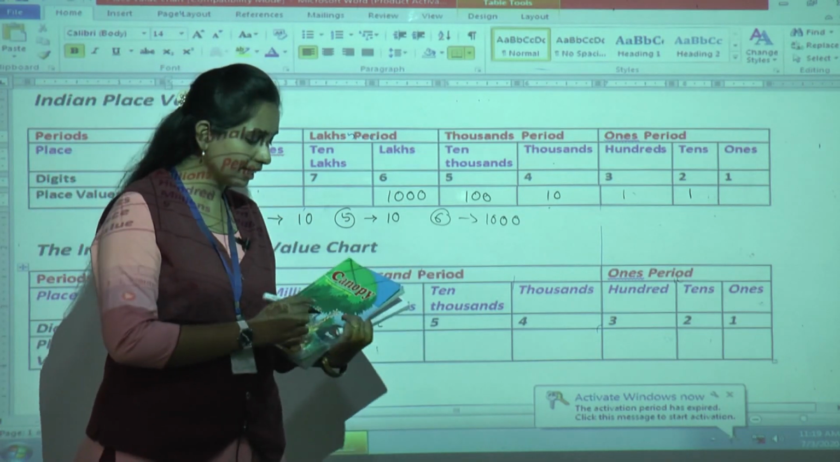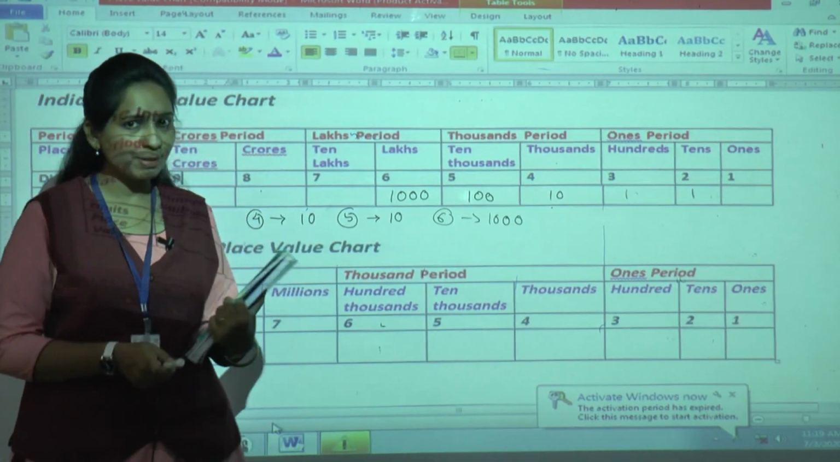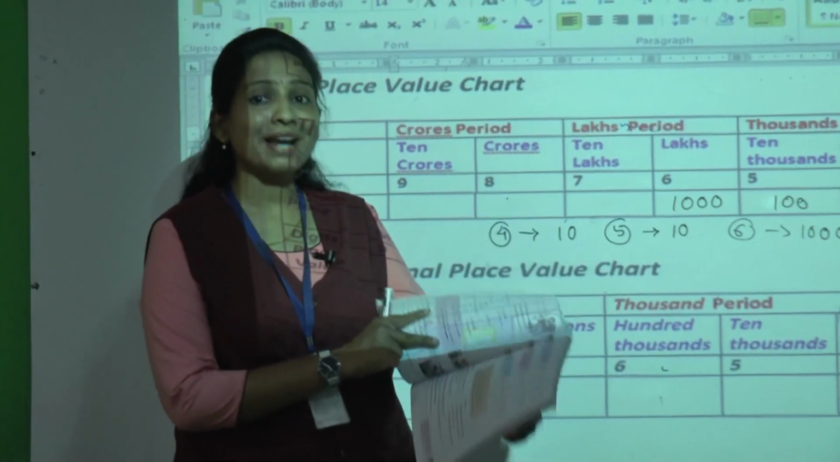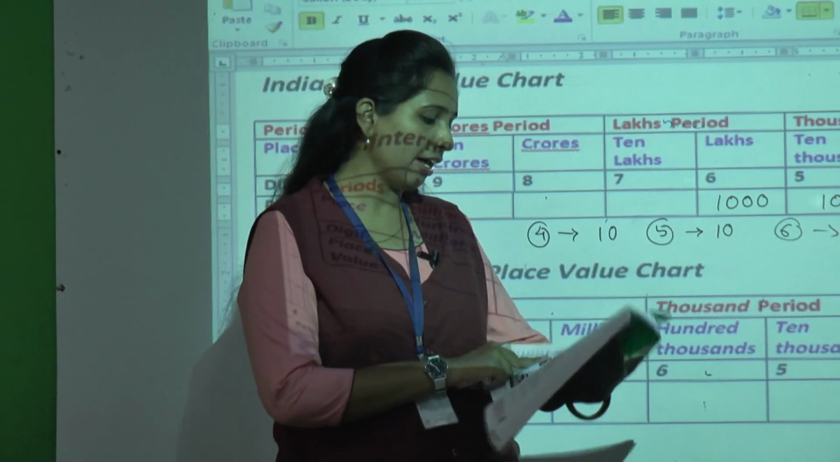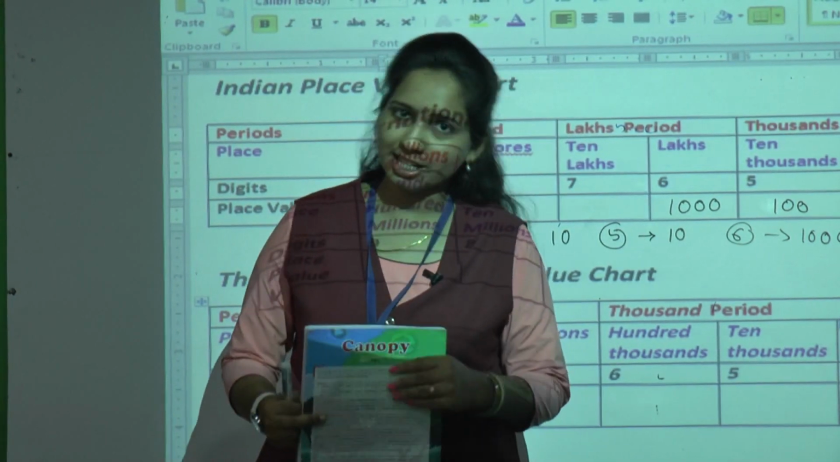So for solving these questions, you should know properly the Indian place value chart and international place value chart. Okay. Practice these sums in your rough book. Now remaining C and D question we will see in our next session.